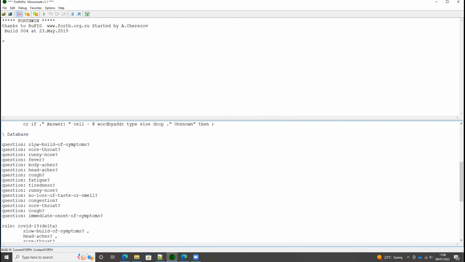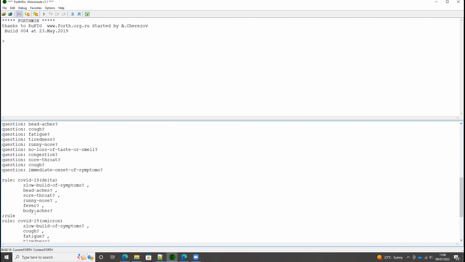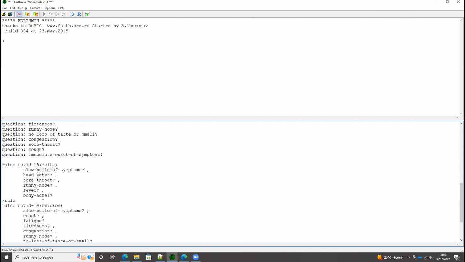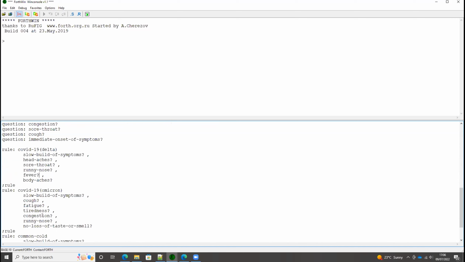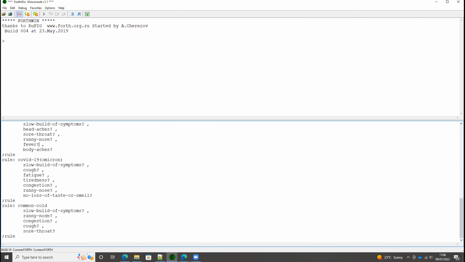So what we have here is a language that I've created essentially in Forth. And what the system will do is ask you questions. Now, if the answers to those questions are yes, then you know the diagnosis. For example, COVID-19, the Delta variant, has these symptoms. COVID-19 Omicron has a different set of symptoms. And the common cold has another set yet again.